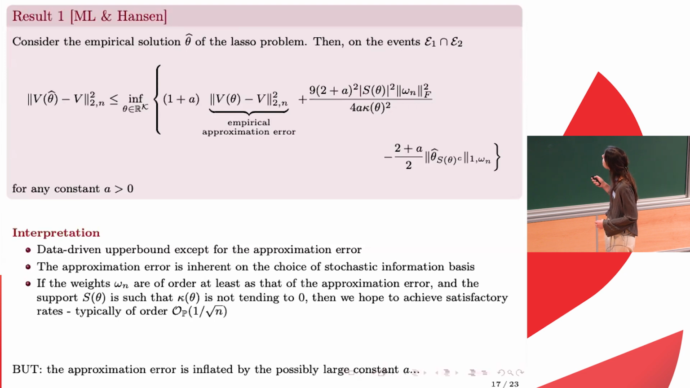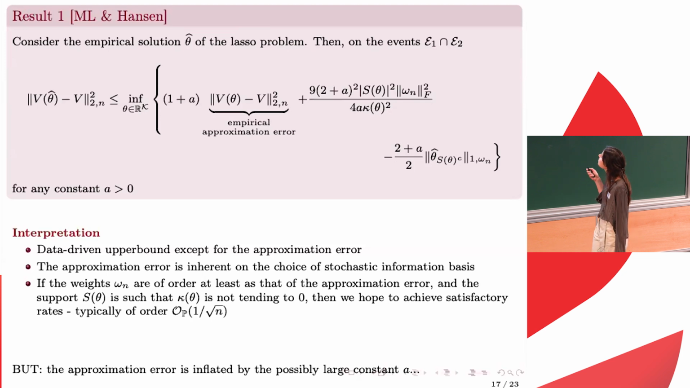Okay, so what we see is that everything is data-driven except the approximation error, and this approximation error is inherent to the choice of the stochastic information basis that we have. And we can see that if the weights Wn are of order at least that of the approximation error, so what I mean is that if this is comparable to this term, then we can hope to achieve the rates of the approximation error.